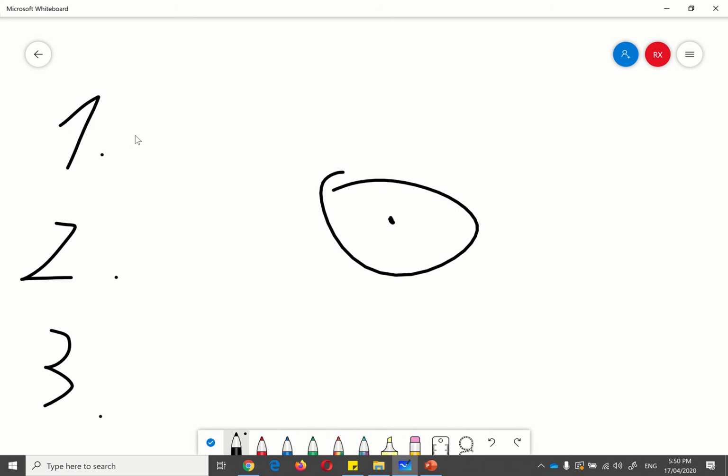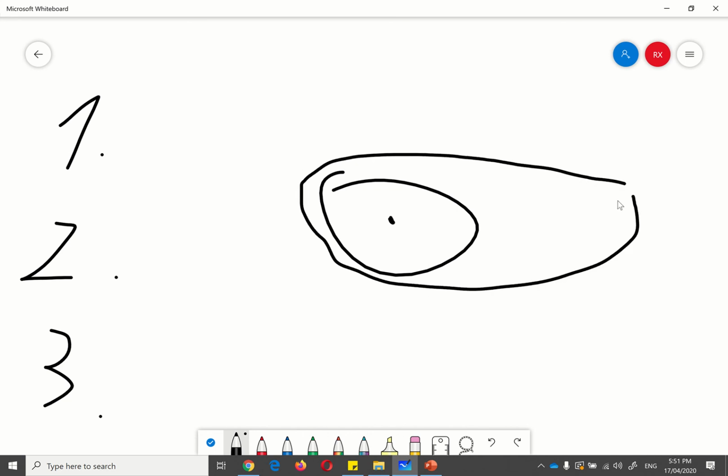The first law is that any planet orbits around the sun, around a star, in a... Sorry, let me restate that. Any planet orbits in an oval orbit with the sun as one focus. So there are 2 foci: the sun as one focus, and another focus. Now this is the planet. Simple as that. So now we have the diagram for the first law.